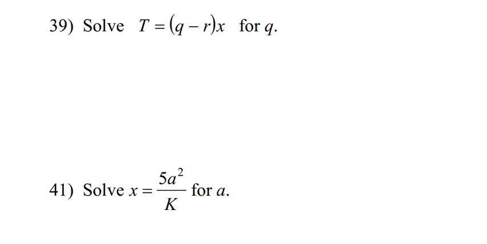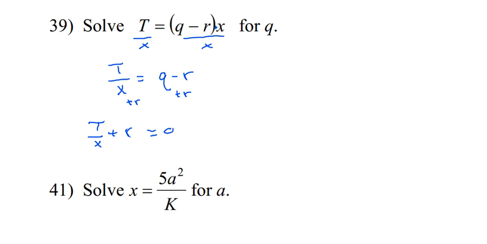Okay, if we want to solve for q, we need to get that by itself. So some people would say they're going to distribute that x. I would actually, so q minus r is being multiplied by x. So to get rid of the x, I would divide by x. You get t over x is equal to q minus r. And then you would just add r to both sides. t divided by x plus r is equal to q.